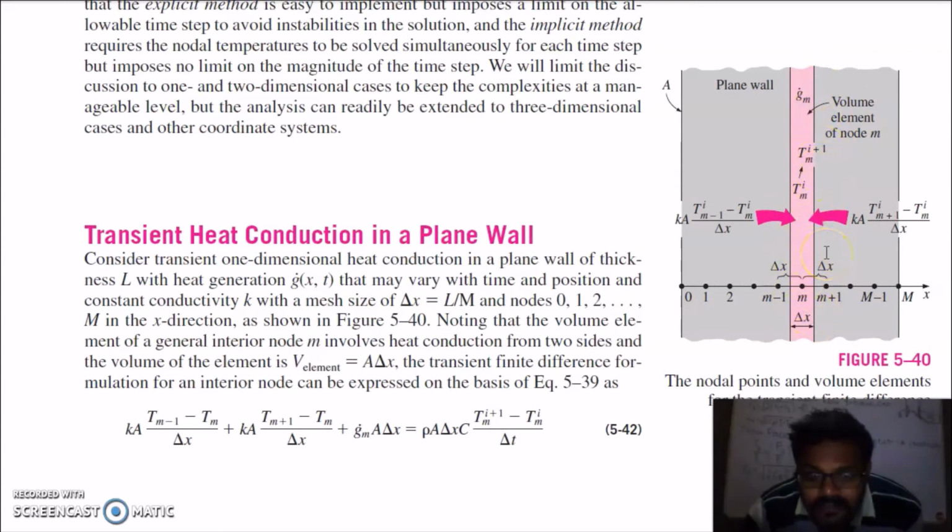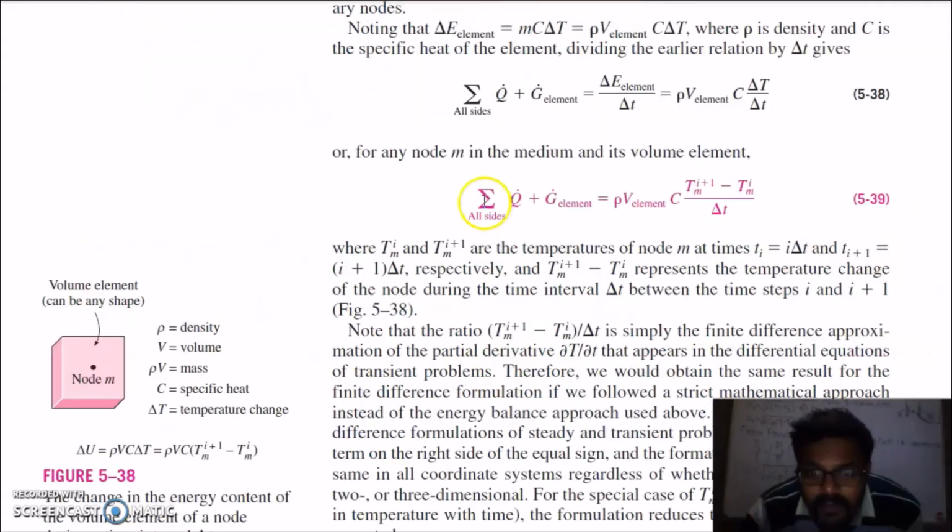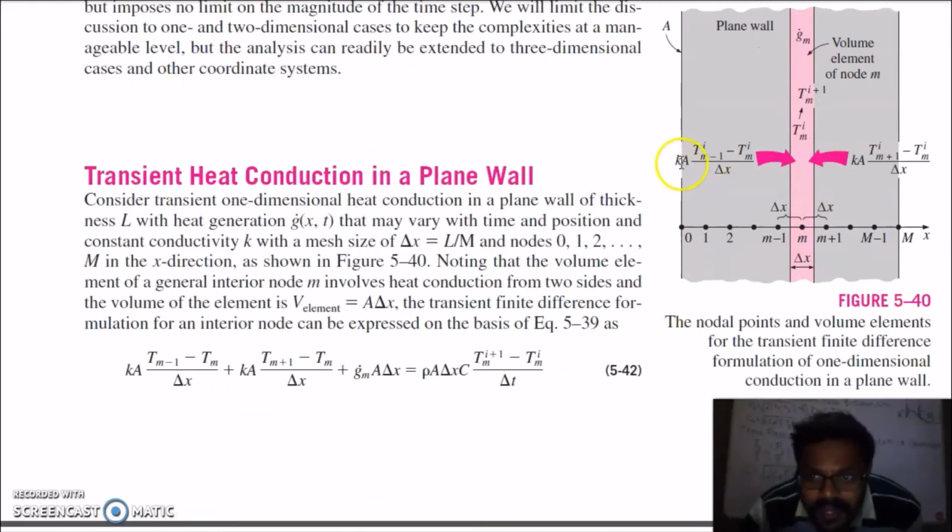The transient finite difference formulation for an interior node can be expressed on the basis of using equation 5.39. Now this is the heat transfer from the left side. This is heat transfer from the right hand side. This is the heat generation component. This is your change in energy content of the volume with respect to time. This is the temperature at time i plus 1. This is the temperature at node m when your time is i.